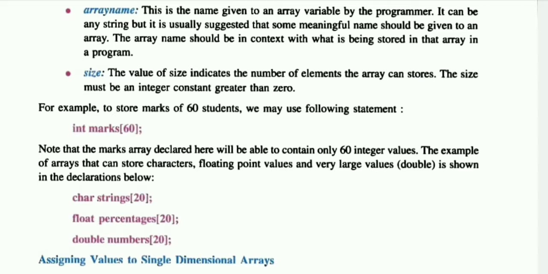Then next is percentage. If you want to store the percentages of multiple students, then the percentage can be a fractional number also. So for that we will use the float data type, and then the name percentage and 20. And double is also used to store fractional numbers, but with higher precision. So here we are specifying the data type double and 20 values I want to store there.